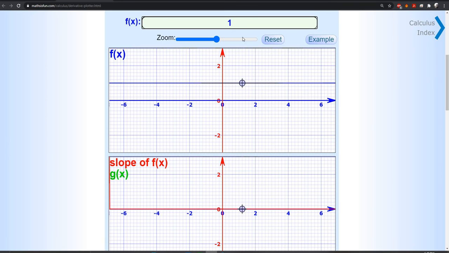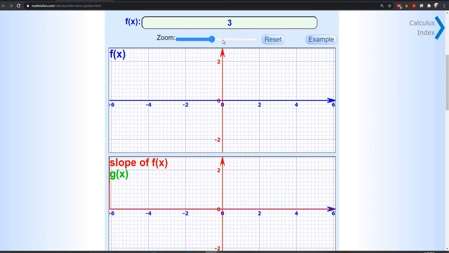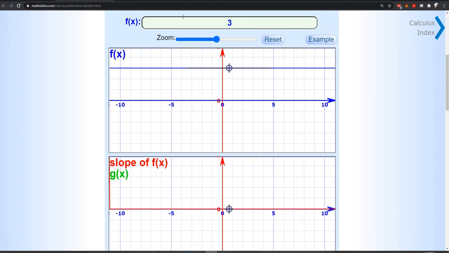So we can test that with various different constants. Here we have f of x equals 1. We can try that with f of x equals 2. And again, we have the derivative equaling 0 at every x value. F of x equals 3, same exact thing, except we can't really see it. So anytime you have a function f of x that is equal to just a constant, we know that the derivative at each point on that line is going to be 0.